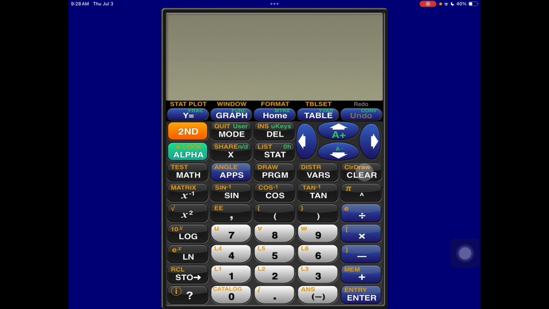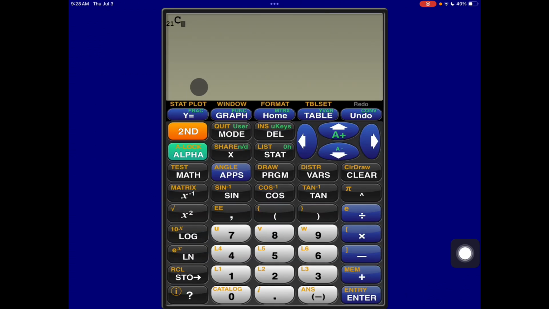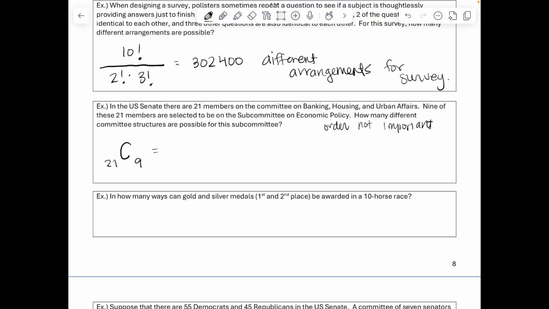On the graphing calculator, we need to type in the first number, which is 21. Then go to Math, PRB. This is a combinations. And then type 9. Select Enter, and we get our result. From the graphing calculator, we get 293,930 subcommittees that are possible.